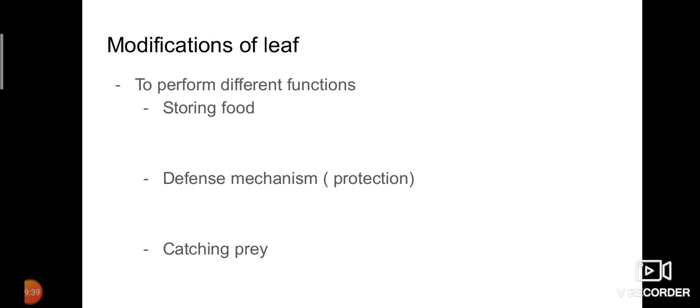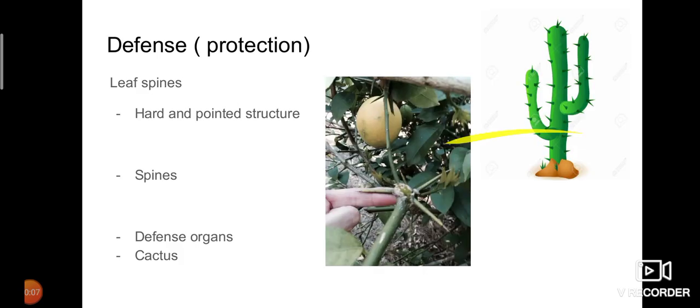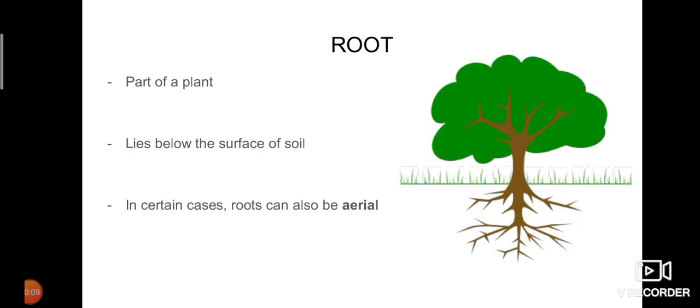The main function of the leaf is photosynthesis. Other than that, it stores food. Where can it store food? We have seen in onions and garlic, the fleshy leaf stores the food. And defense mechanism, where have we seen it? In cactus, the leaves are modified into spines, to protect the plants from other animals, to prevent attacks. And catching prey, the best example is insectivorous leaves in insectivorous plants. So these are the modifications of leaves.